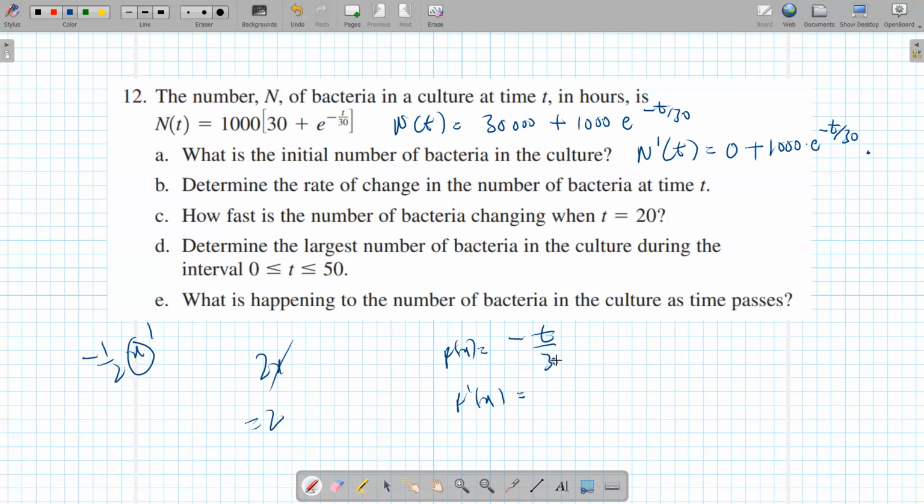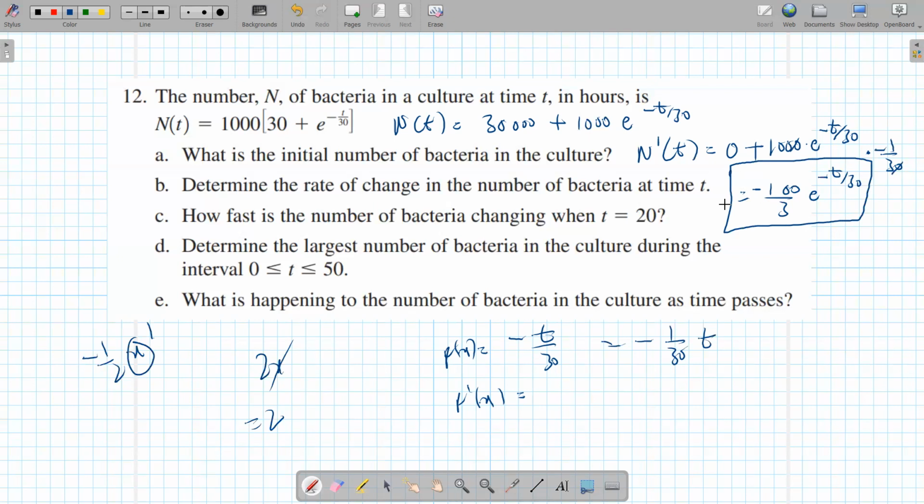So right now we have minus t over 30. You can think of it as minus 1 over 30 t. What will be the derivative? Negative 1 over 30. So this and this cancel out. You get negative 100 over 3 e to the negative t over 30. So the rate of change has a negative slope. Is it going up or down? Down. So it's decreasing in this culture.